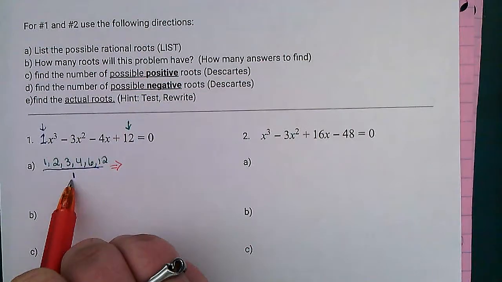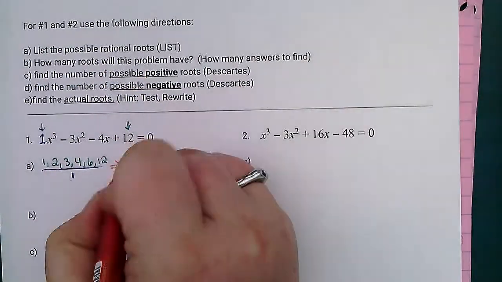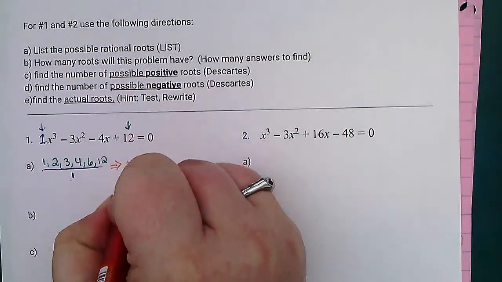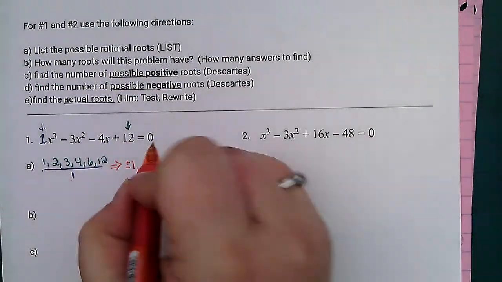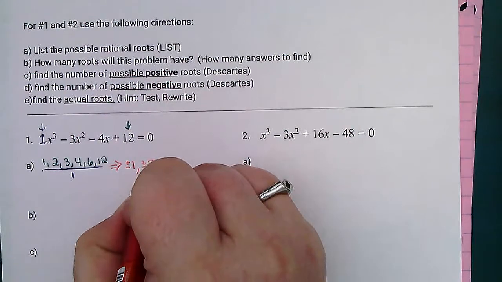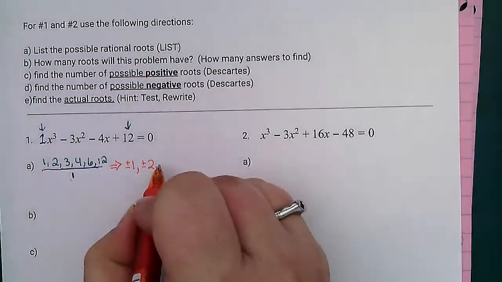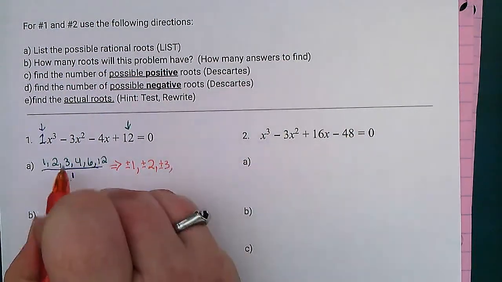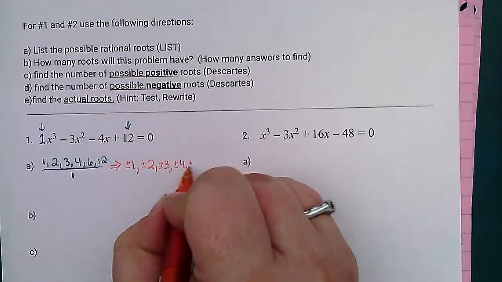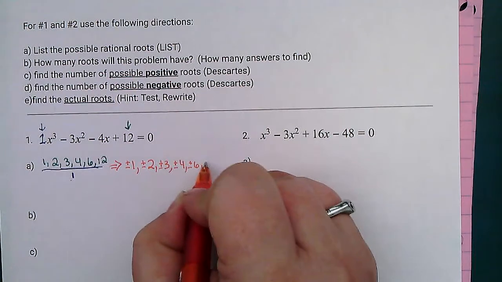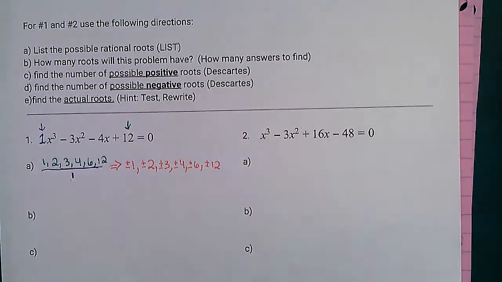So 1 over 1 is what we have first. 1 divided by 1 is 1. Then next we move over to the second number, 2 over 1. Well, 2 divided by 1 is 2. 3 over 1 is 3. 4 over 1 is 4. 6 over 1 is 6. And 12 over 1 is 12.